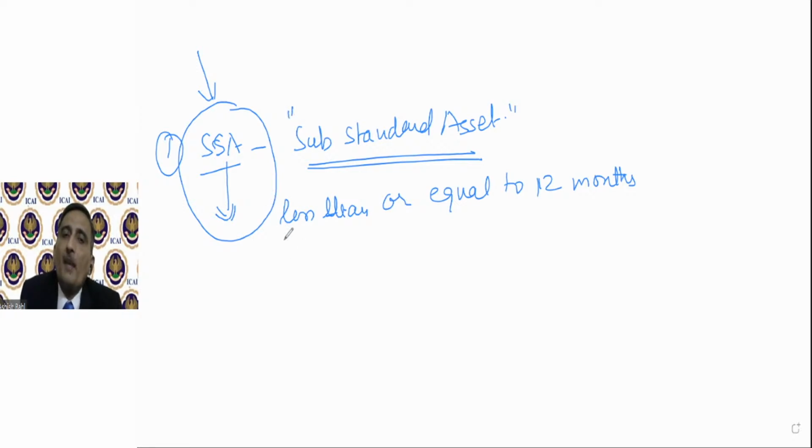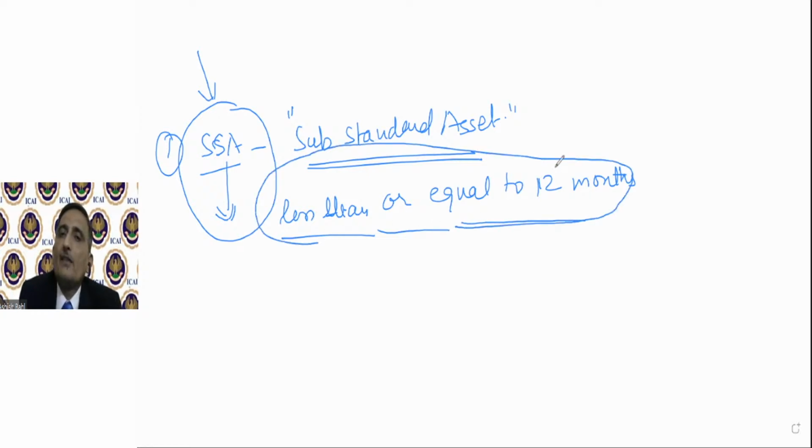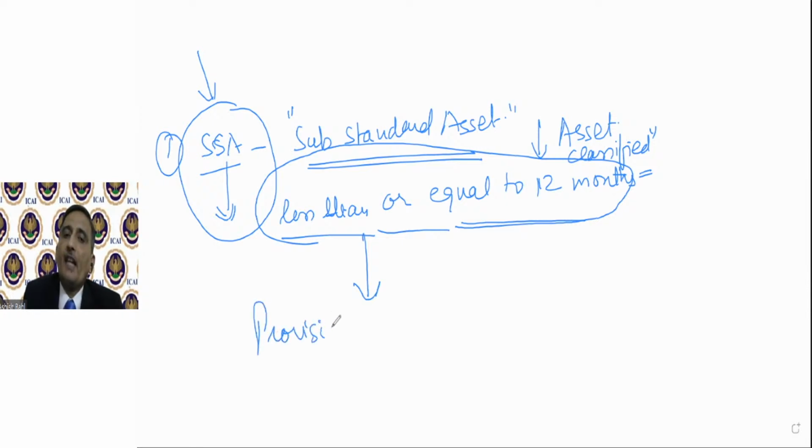So a non-performing asset, an asset which remains non-performing for a period of less than or equal to 12 months is called a substandard asset. This is how an asset has to be classified in the books of accounts, in the financial statements of the bank. Okay. And besides this, a provision at the rate of 15% of outstanding balance has to be made.